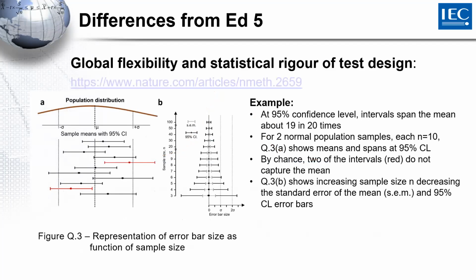And just looking at the representation of the error bar size as a function of sample size, this shows that the sample may not even capture the true mean of the population. And the error bars here show what sort of distribution we get with various error bars. So I commend this to you. Please have a look, and it will remind you of the statistical significance of what we're trying to achieve. Next, please.